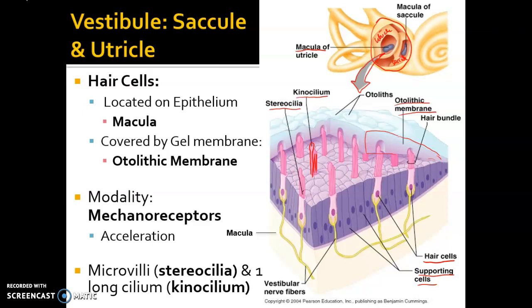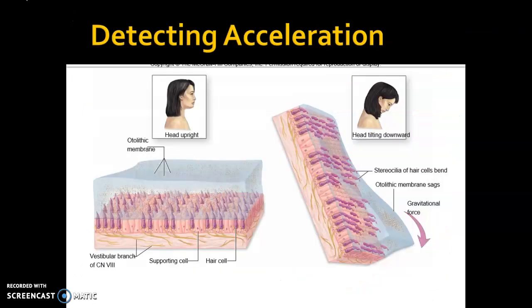All right. So what's the function of this utricle and saccule? They help us to sense acceleration and deceleration. So let's take a look at this picture. On the left hand side, we see a woman and her head is in upright position.